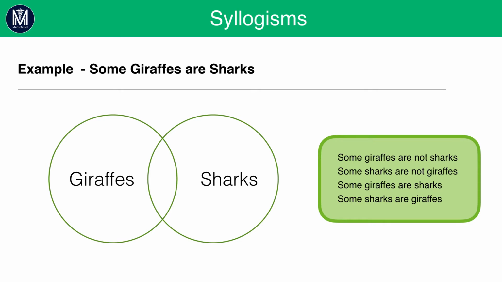So, an example now. Some giraffes are sharks. So what can you deduce from that statement? Draw a Venn diagram here because you know it's some A are B. Identify it straight away like that. Draw the Venn diagram. The question will ask you to place yes if the conclusion follows, place no if the conclusion does not follow. You may get statements such as no giraffes are sharks. That doesn't make sense because we see a bit of overlap in the middle. The four things that can be deduced here are that some giraffes are not sharks, some sharks are not giraffes, some giraffes are sharks, and some sharks are giraffes. I hope that makes sense to you.